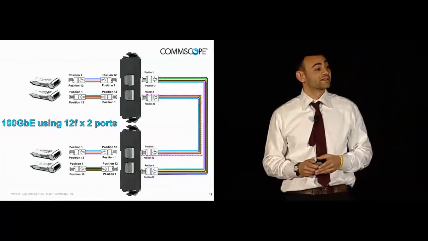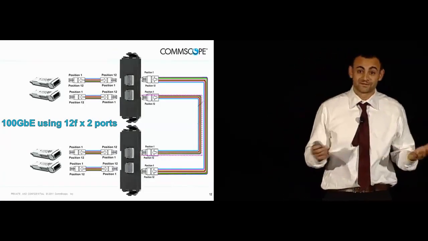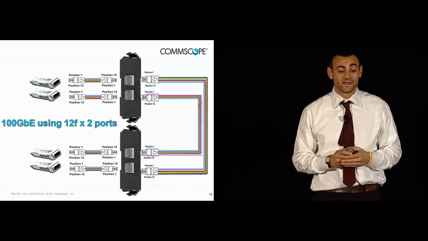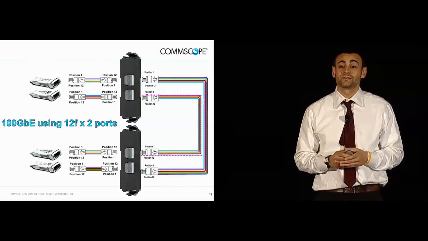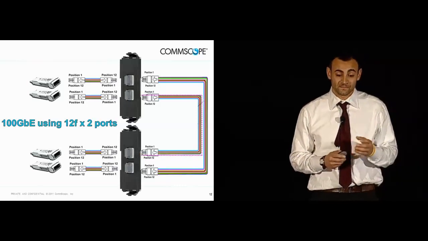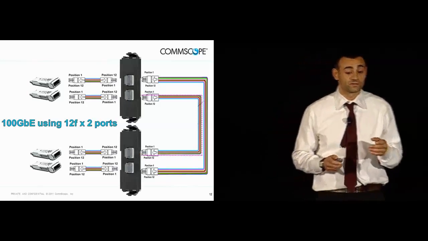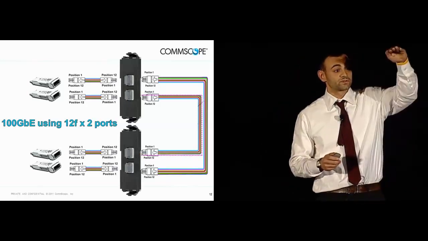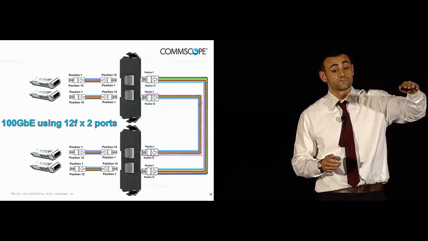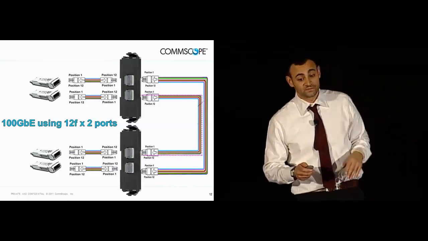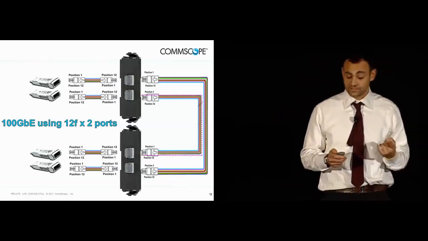So what about 100 gig? What does that look like? Well, there's different flavors of 100 gig. Shown right here is 100 gig using 12-fiber increments in 2 ports. So one of your ports is receive, one of your ports is transmit, and on the bottom you transmit and receive as well. But that's only one variation.